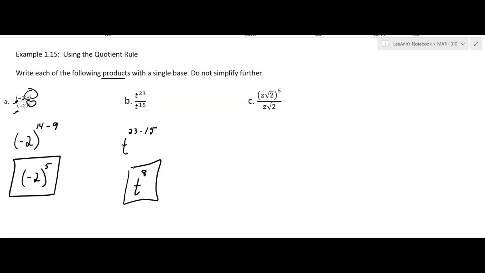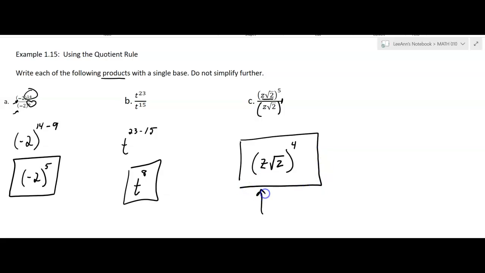Now this one's kind of different, right? You've got a z square root 2. Now that's a little different expression there, but it's okay. That's the base. And in the denominator, that's also the base. Again, you can put the 1 there to remind yourself that that's an exponent of 1. So you keep the base the same. I think that's why they made it kind of a tricky base, so you'd know to keep it the same. And then you're going to go 5 minus 1, which is 4. And we're just going to leave it like that.